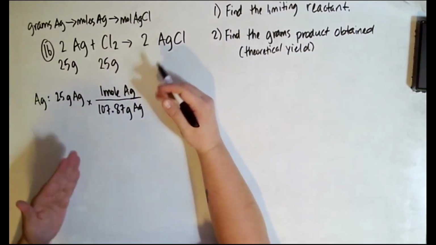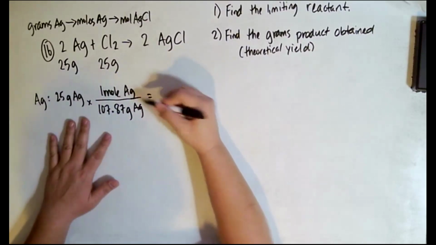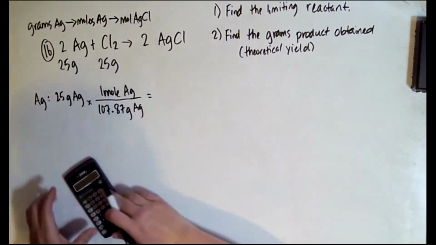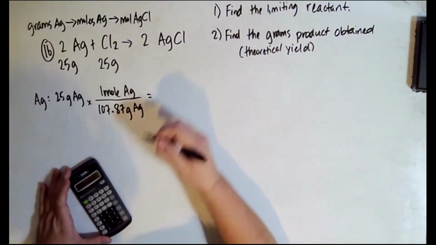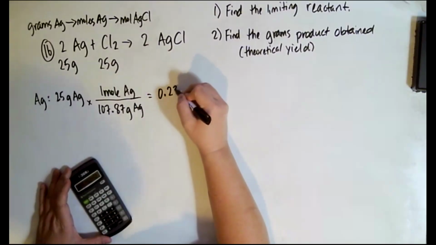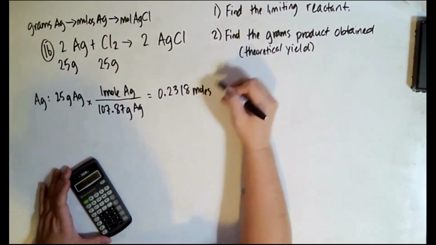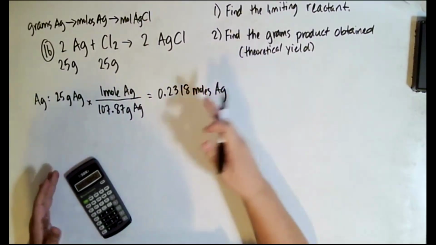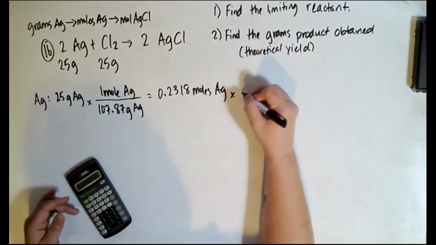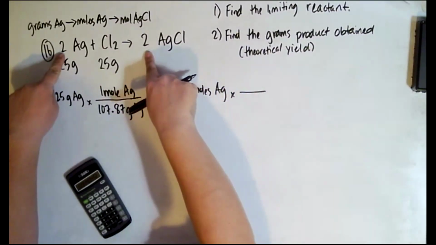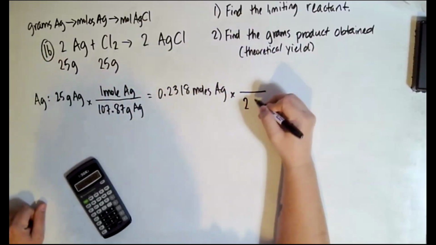And you can do this in a two-step process if it makes it easier for you to understand too. We can do this first step and just look at the moles of the silver. And then in our second step, we can convert our moles of silver into moles of AgCl. For this step, we look at our balanced equation. We have 2 moles of silver for every 2 moles of AgCl.